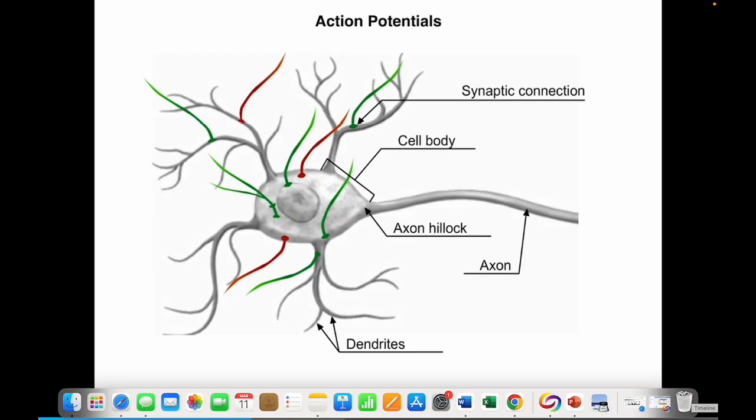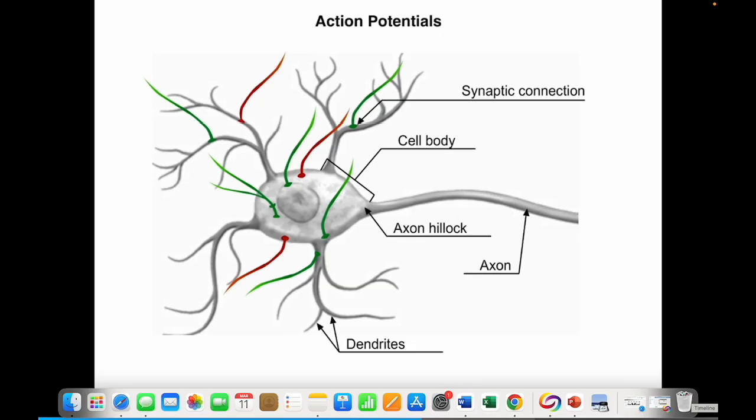Excitatory signals depolarize the membrane, making the membrane potential less negative. This change is called an excitatory postsynaptic potential. Inhibitory signals, shown here coming from the red connections, hyperpolarize the membrane, making the membrane potential more negative and making the neuron less likely to fire an action potential. This change in the membrane potential is called an inhibitory postsynaptic potential.